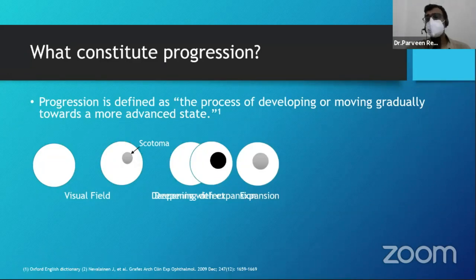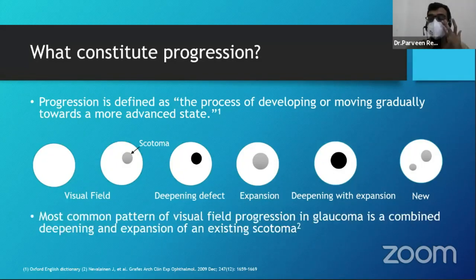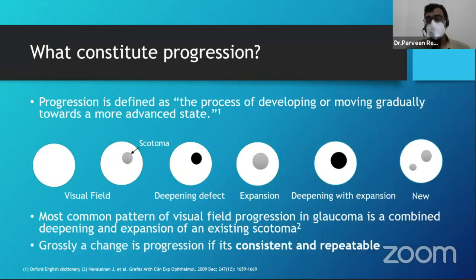In practice, what we see most commonly is the combined deepening and expansion of an existing scotoma; it is the most common type of event in our patients. What is important is that this change has to be consistent and repeatable. If that is happening, then we call it progression. Now, if all these things seem so simple, why are we dedicating sessions upon sessions in every conference to progression? Why is it that we are not able to detect these simple things?